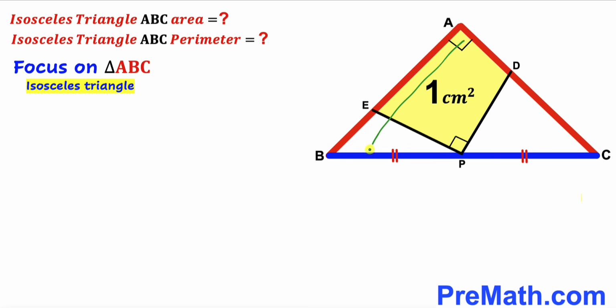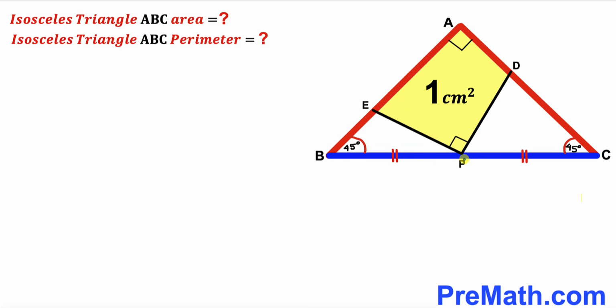Let's focus on this isosceles triangle ABC. In other words, side AB length equals side AC length. And we know angle BAC is a 90 degrees angle. So therefore we conclude that angle B is going to be 45 degrees, and likewise angle C is 45 degrees as well.